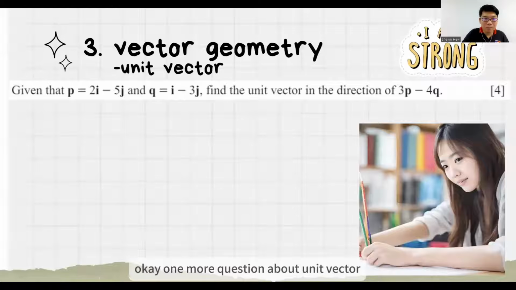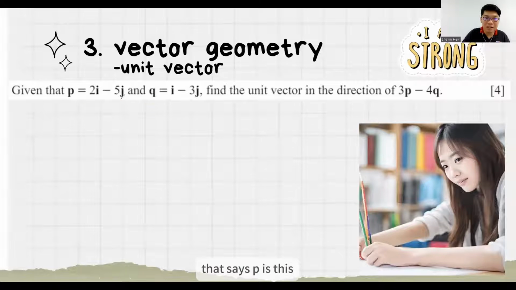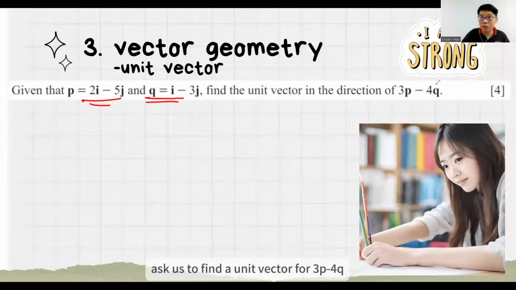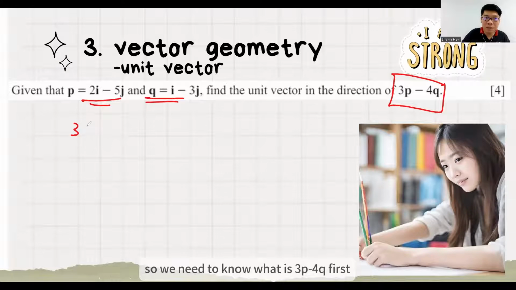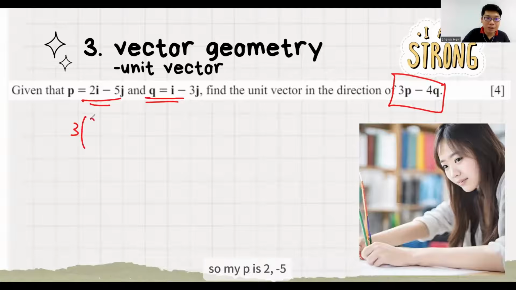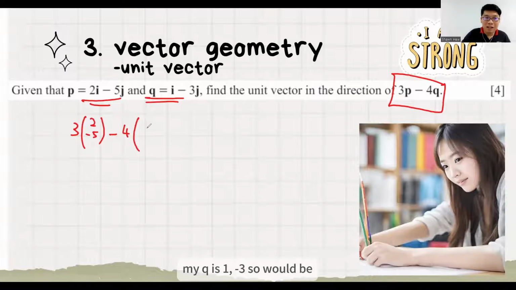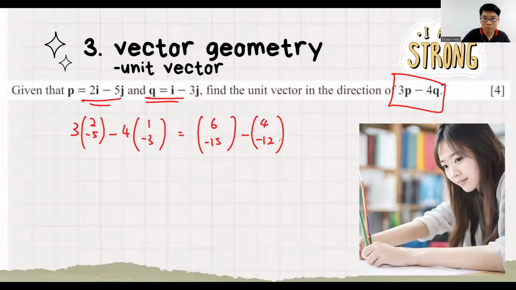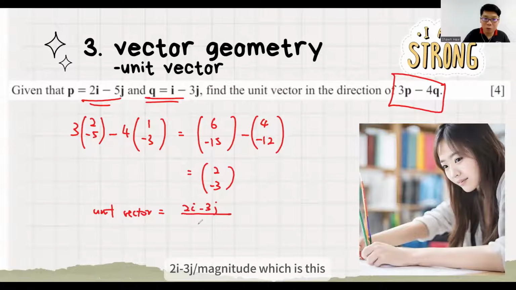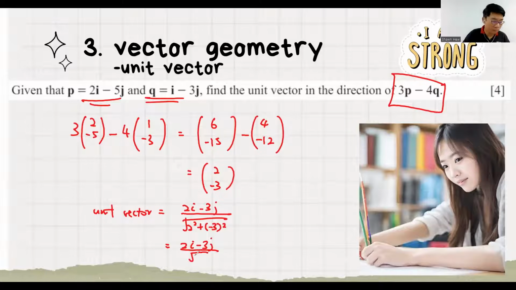Okay, one more question about unit vector that says P is this, Q is this. It asks us to find the unit vector for 3P minus 4Q. So we need to know what is 3P minus 4Q first. My P is 2, minus 5. My Q is 1, minus 3. So it will be, this is my 3P minus 4Q. So the unit vector is 2i minus 3j over the magnitude, which is this.